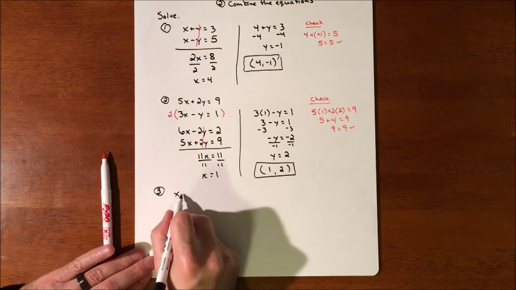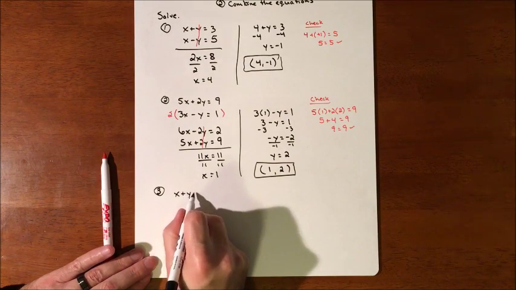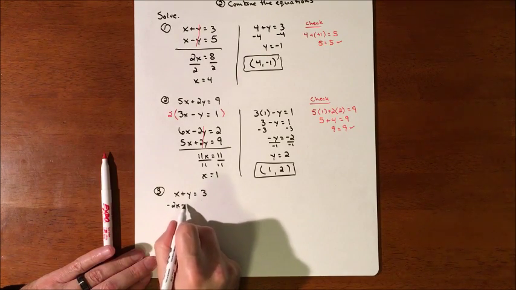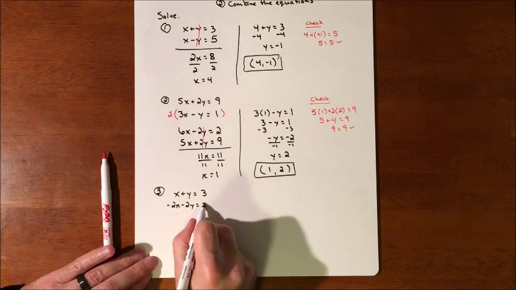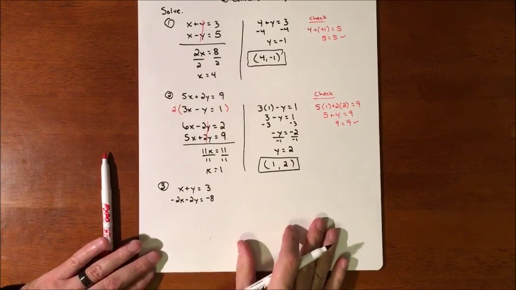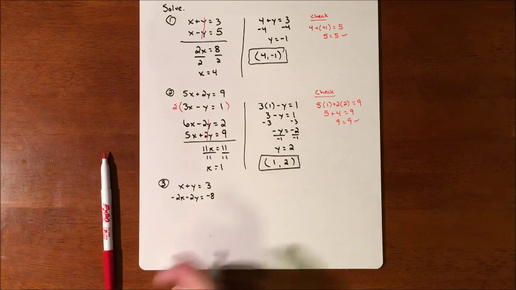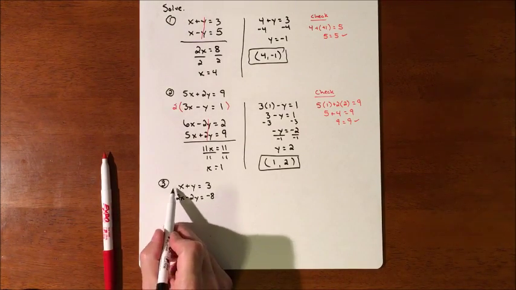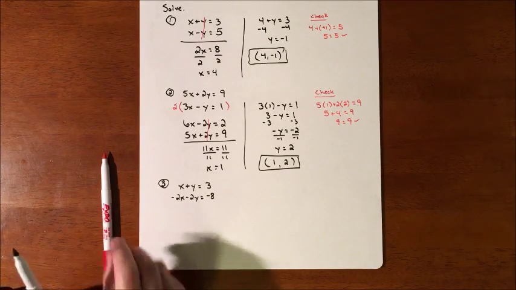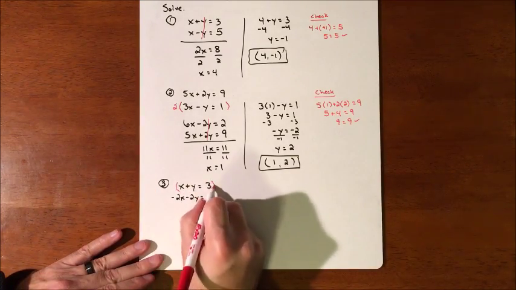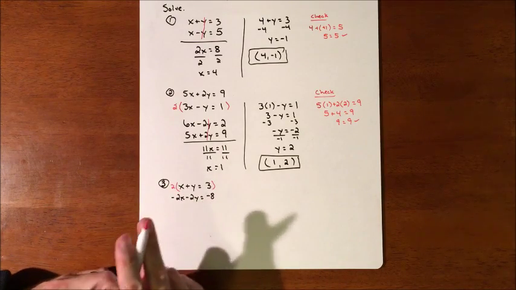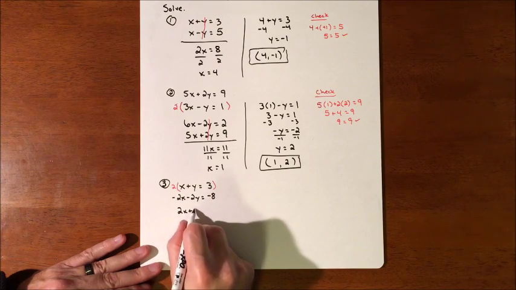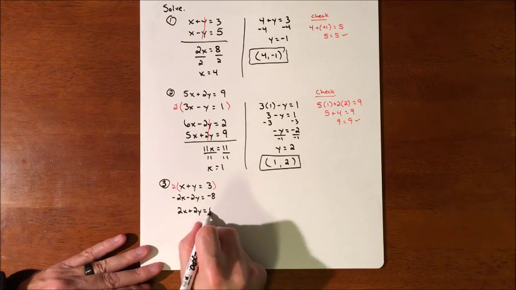So if we have x plus y equals 3 and negative 2x minus 2y equals negative 8. We're trying to cancel out a variable. Let's say we'll try to cancel out x's this time. If this is a negative 2x, maybe we can make this a positive 2x. To do that, we would distribute a positive 2 in to every single piece. So that would give us 2x plus 2y equals 6.